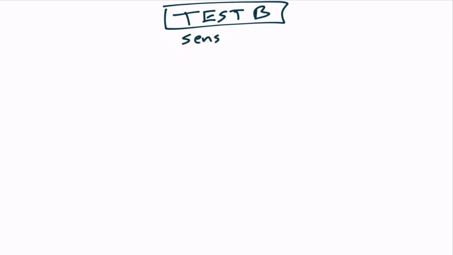Now let's compare this to test B, which has a sensitivity of 60% and a specificity of 55%.